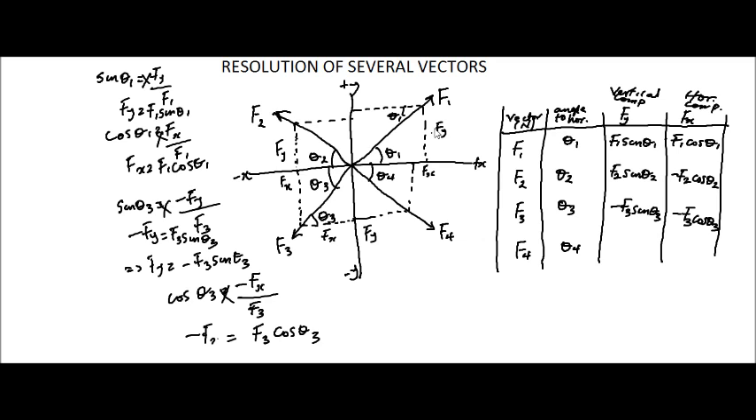Now if you look at F4, F4 has a component of x to be positive and that of y to be negative. So the y component will now be minus F4 sine theta 4. The x component, because it's positive, don't forget, will be F4 cos theta 4.